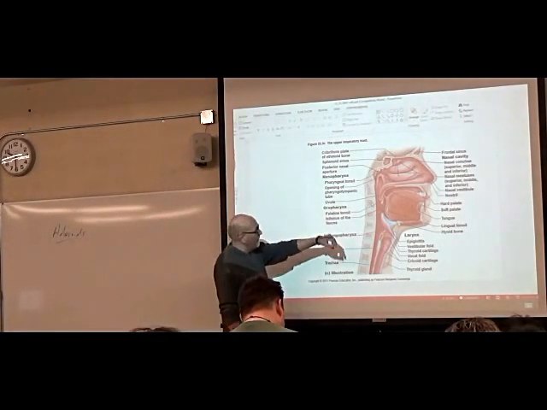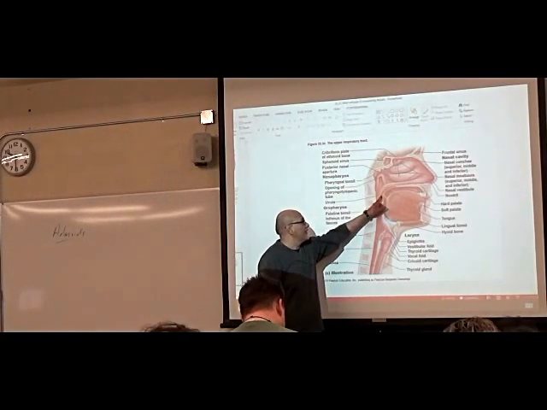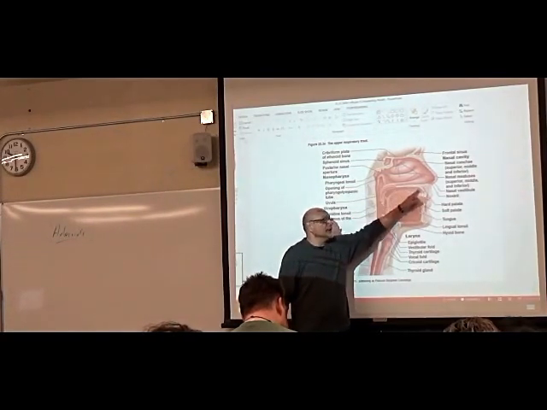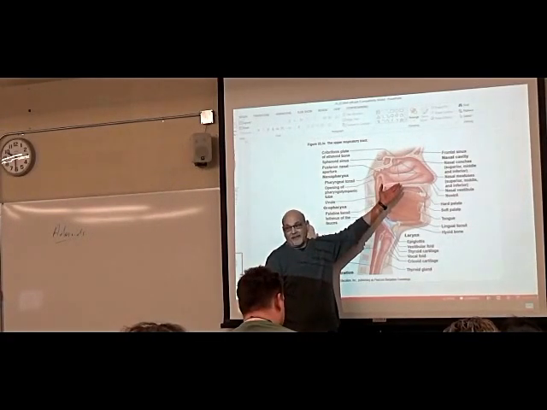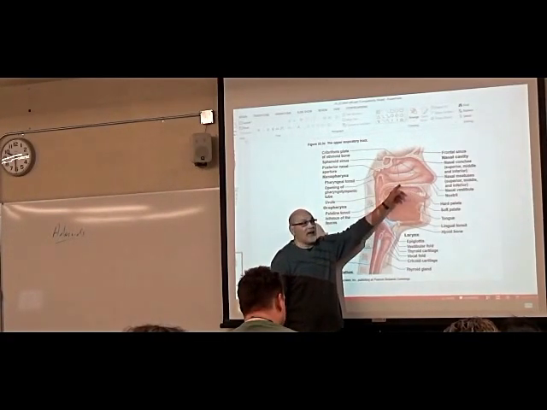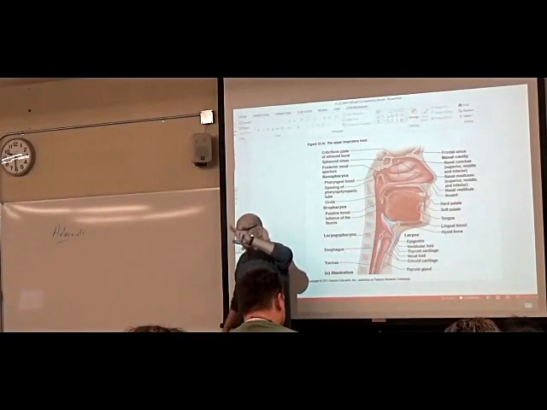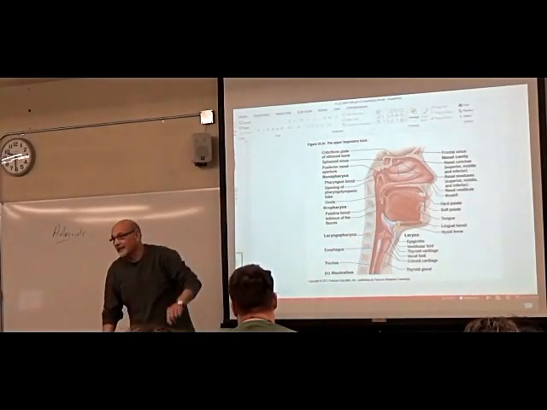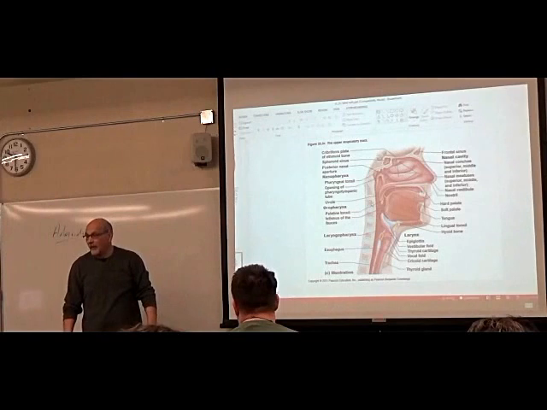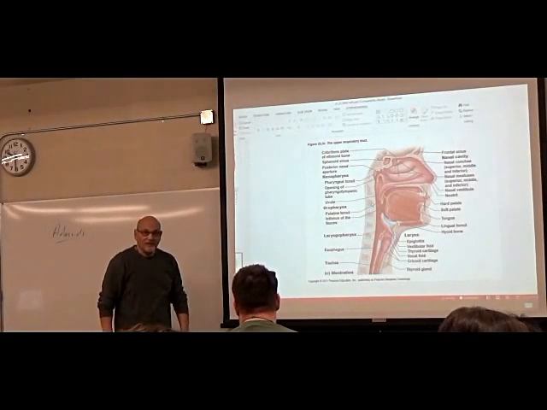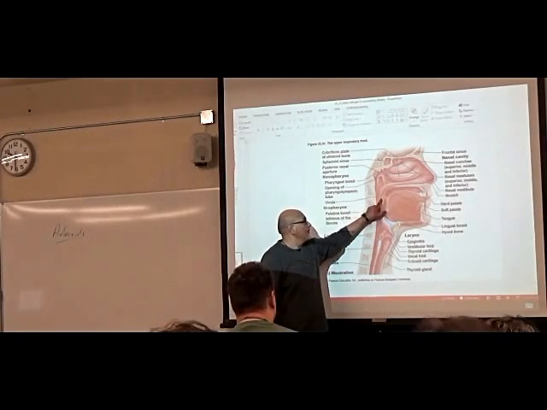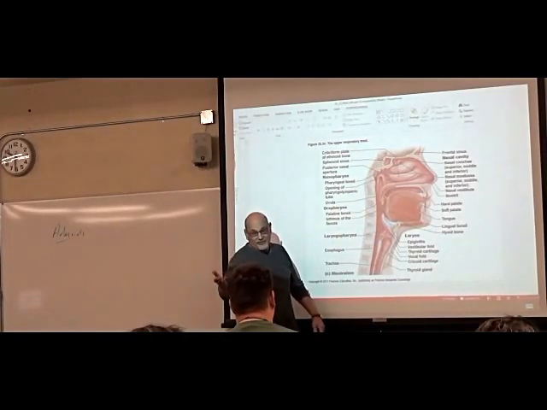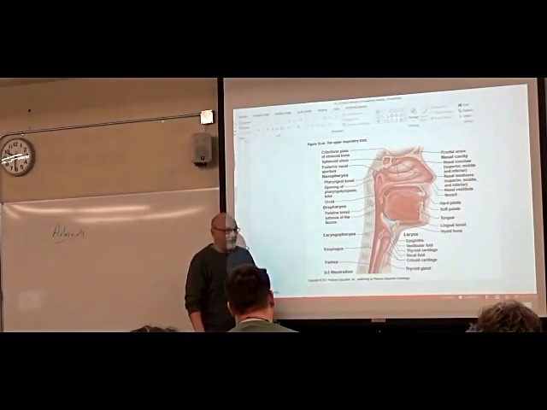So that's all there. And then we come back here, we have the roof of this cavity, the palate, right? So we have the hard palate, which is made of two bones. What are they? Maxillary and what? Palatine. Palatine, thank you. Maxillary and palatine. At the back, we have the soft palate, which is the stylopharyngeus muscle, primarily.